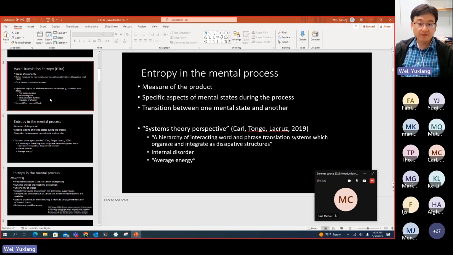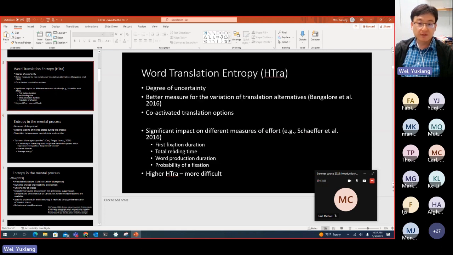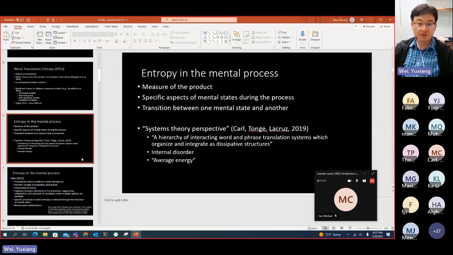Now, the studies that I've mentioned here all consider word translation entropy as a product feature, a feature of the text itself, rather than the specific aspects of the mental process or the mental state during the translation process. In other words, the transition between one mental state and another. And by the way, these states are also important concepts in the active inference and free energy framework.